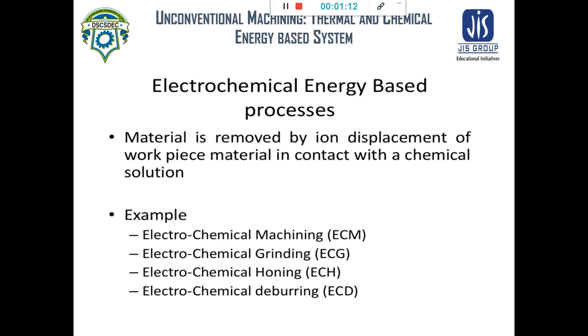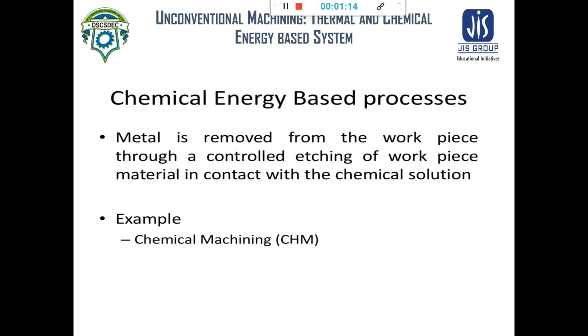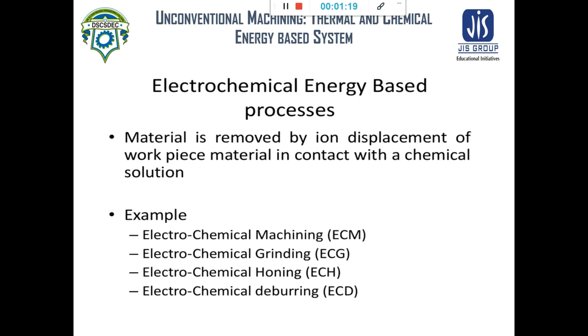Besides chemical machining, there is another type known as electrochemical machining, where material is removed by ion displacement of the workpiece material in contact with a chemical solution. Examples of electrochemical machining processes are electrochemical machining, electrochemical grinding, electrochemical honing, and electrochemical deburring.